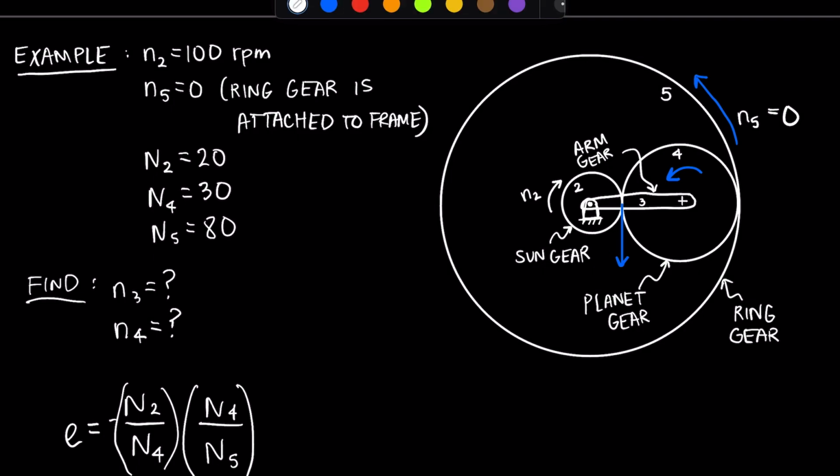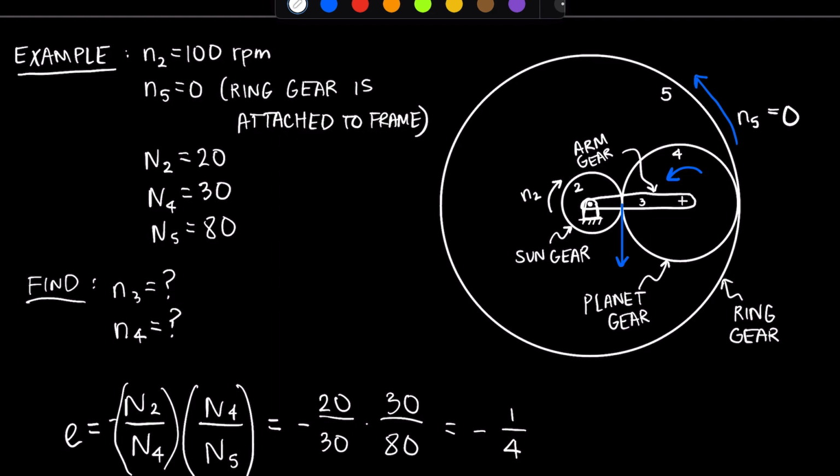Okay, so we have 20 teeth on the sun gear. We don't have a number of teeth on gear 3. It's just an arm that connects 2 and 4. Gear 4 has 30 teeth, and gear 5, the ring gear, has 80 teeth. So now let's plug this in down here. We have negative 20 divided by 30 times 30 divided by 80. So our train value is going to be negative 1/4.